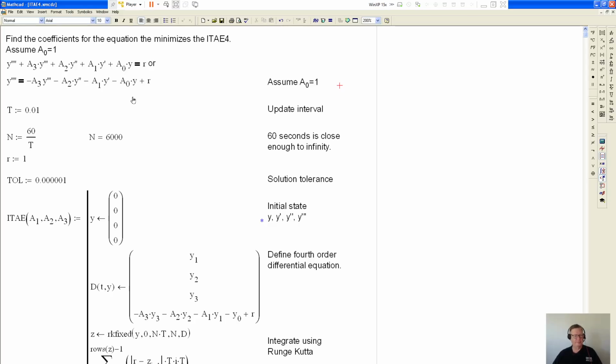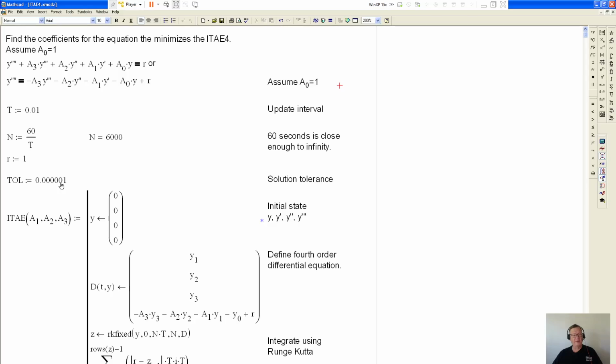I'm going to do this in 10 millisecond intervals, and they're going to have 60 seconds. So that's close to infinity, close enough. That's going to be 6,000 points. R is my reference. We're going to go from 0 to 1.